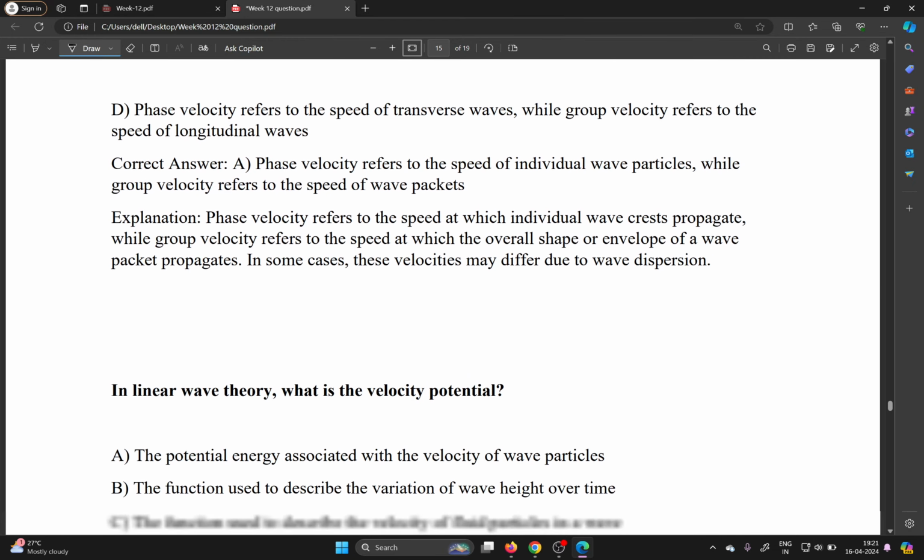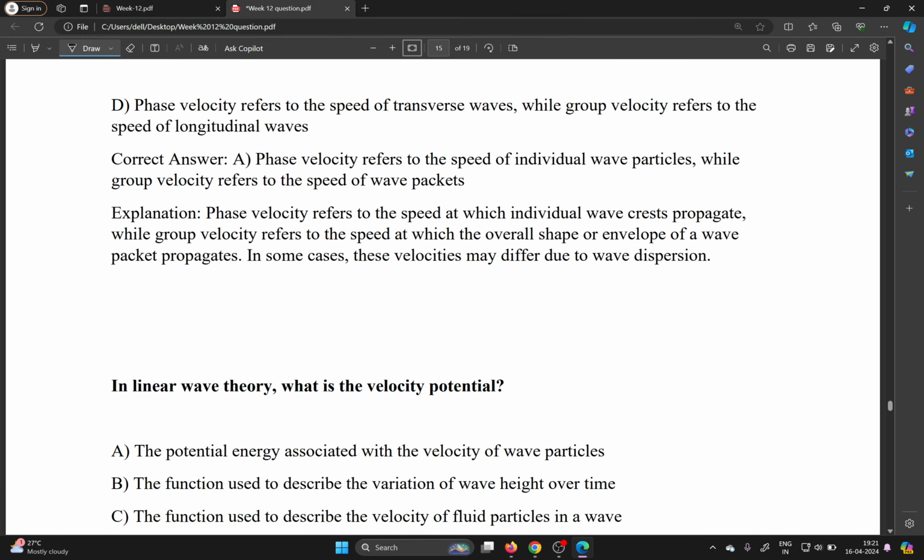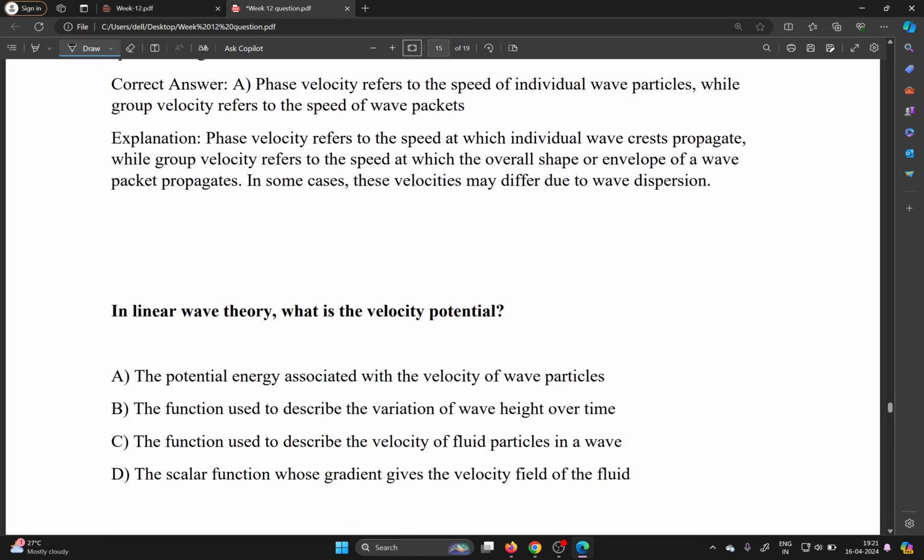So the next question is, in linear wave theory, what is the velocity potential actually? This is very important. In linear wave theory, what is velocity potential? The potential energy associated with the velocity of wave particle, the function used to describe the variation of wave height over time, the function used to describe the velocity of fluid particle in wave, the scalar function whose gradient gives the velocity field in the fluid.